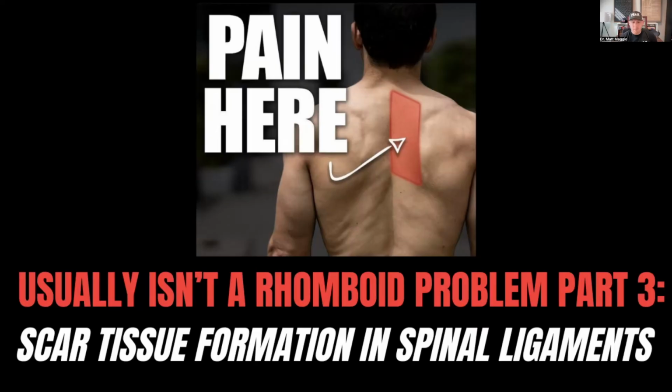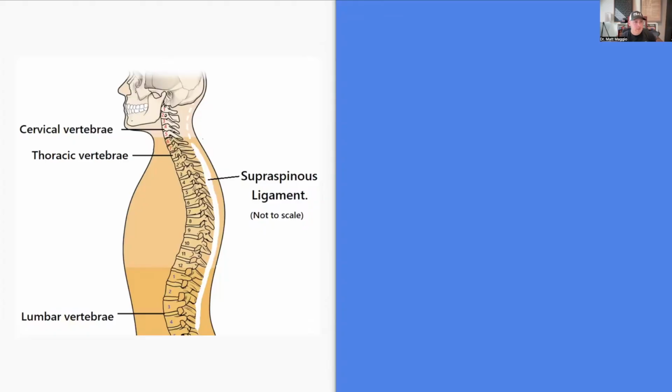All right, so this is part 3 of 5 in this video series. If you haven't watched the original installments, if you're watching this on YouTube, I'll link it up top. Anywhere else, it'll be listed in the description box below. But why pain here in this photo usually isn't a rhomboid problem. This time we're going to be covering scar tissue formation, also known as adhesion, in the spinal ligament. So let's get right into it.